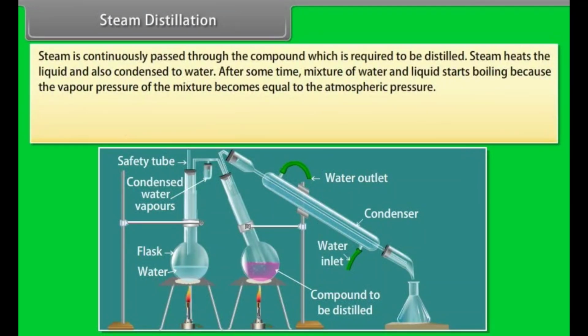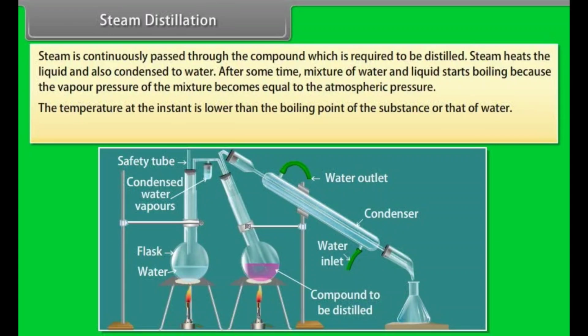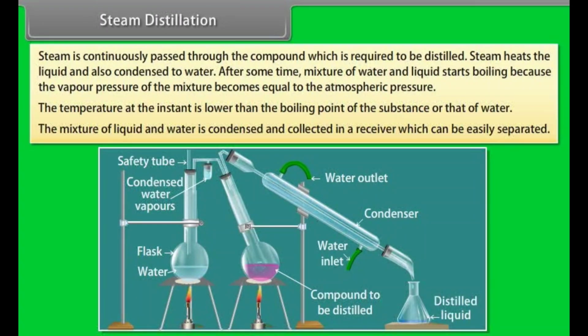Steam is continuously passed through the compound which is required to be distilled. Steam heats the liquid and also condenses to water. After some time, the mixture of water and liquid starts boiling because the vapor pressure of the mixture becomes equal to the atmospheric pressure. The temperature at the instant is lower than the boiling point of the substance or that of water. The mixture of liquid and water is condensed and collected in a receiver, from which it can be easily separated.